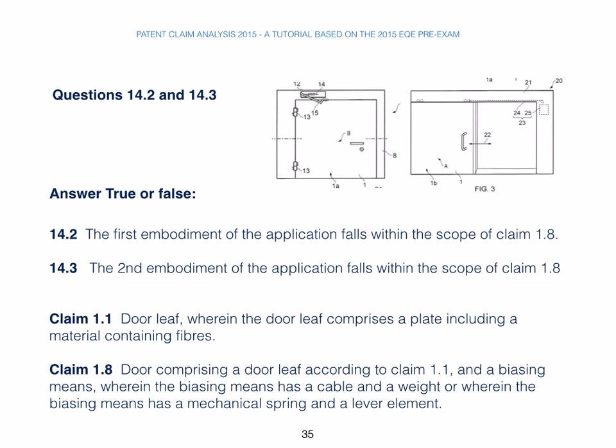For 14.2, we should consult paragraph 18, the first embodiment. For 14.3, we should consult paragraph 19, the second embodiment. Do these embodiments fall within the scope of Claim 1.8? Claim 1.8 covers two alternatives. So make up your mind, true or false, and we'll turn to statement 14.4.